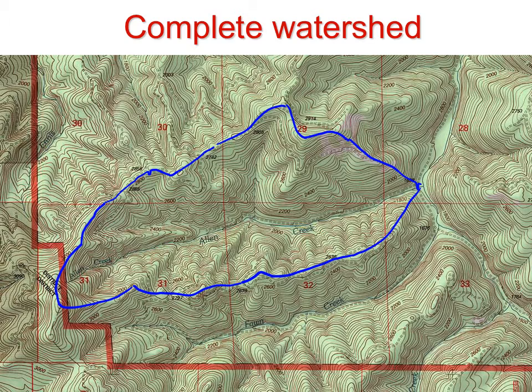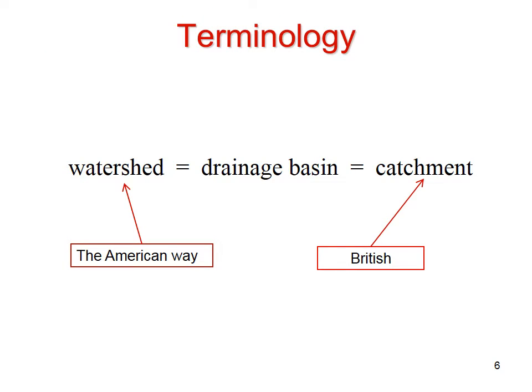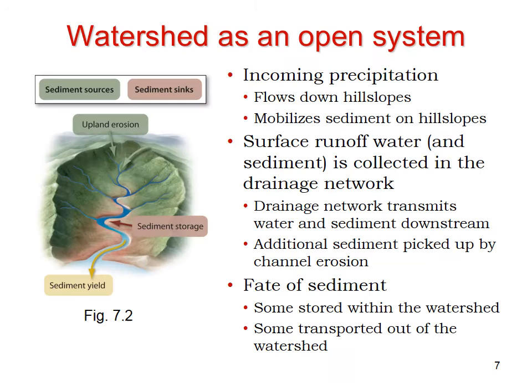It divides the land surface contributing to Allen Creek from the land surface contributing to the creeks to the north and south. Just to clear up terminology a little bit, these three terms, watershed, drainage basin, and catchment, are used to refer to the same thing. Watershed is what Americans call drainage basins. Catchment is a British term for drainage basins. So you'll pretty much see drainage basin or watershed in our textbook.